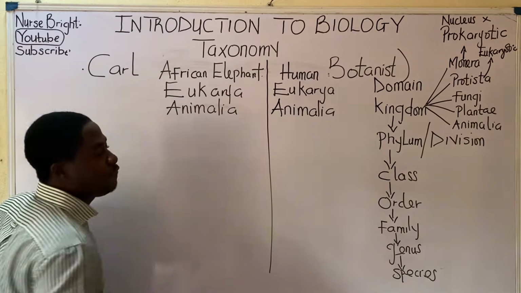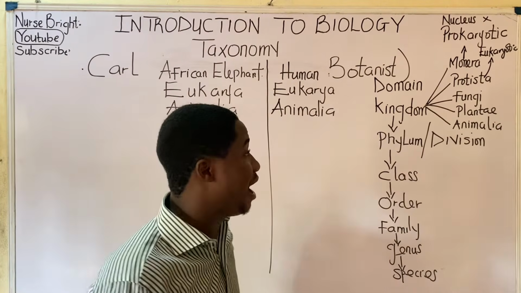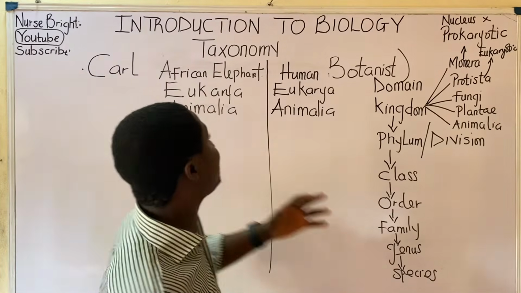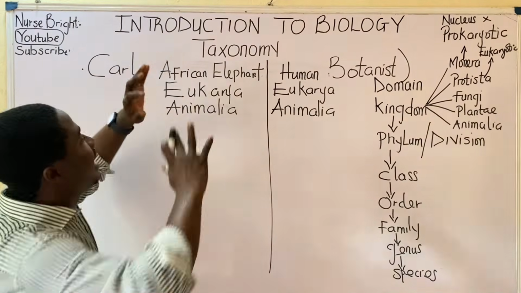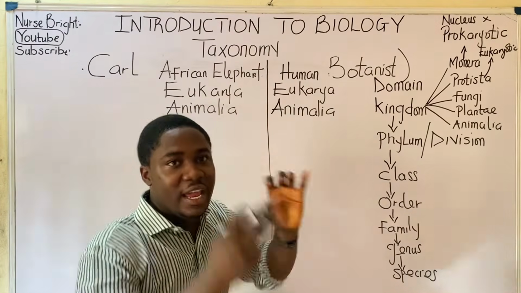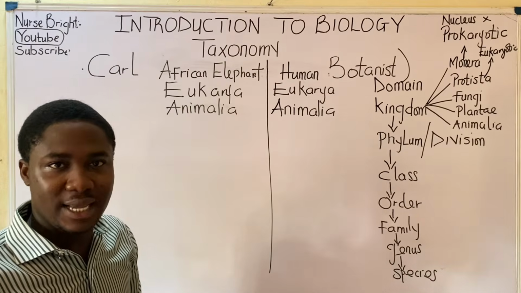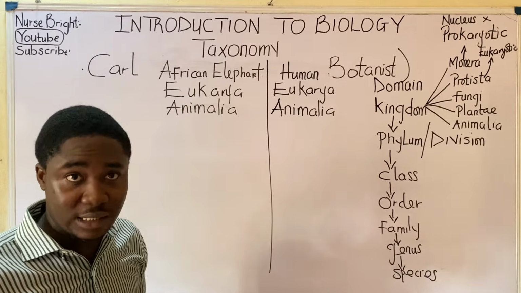So moving further, phylum. Now you can see I wrote here division. I'm going to explain why. If I were to classify a plant, this place where I wrote phylum, I would remove it and put division. If you are talking about animals, it should be phylum. Do you understand what I'm saying? It's very, very important. It's very easy as well.